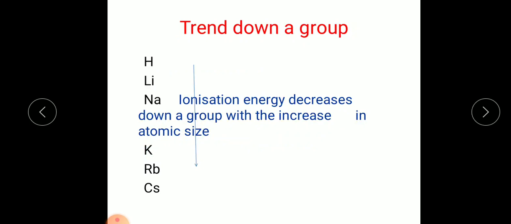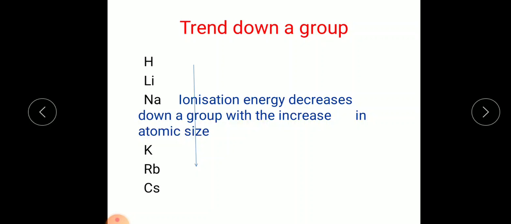When you move down a group, what will happen? When you go down the group, there is an increase in atomic number, that is nuclear charge, and atomic size down the group due to the addition of extra shells. This increase in the atomic size overcomes the effect of an increase in the nuclear charge. Therefore, ionization energy decreases with the increase in atomic size. That is, it decreases as one moves down a group.